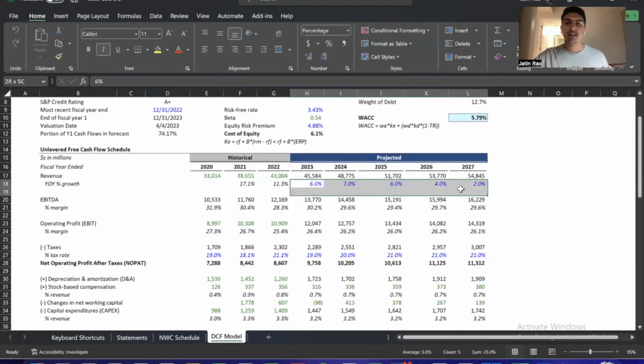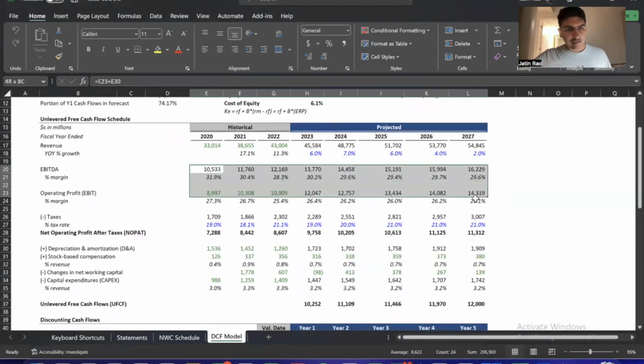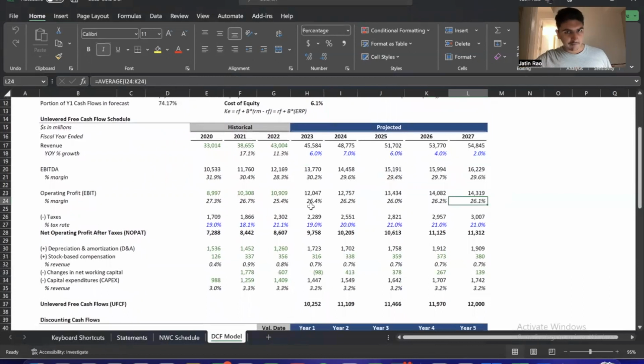We projected revenue growth numbers for our projection period, which is 5 years into the future, 2023 through 2027. And these are just guesses, really. Using these year over year revenue growth numbers, we were able to project revenue for that year. We were able to project EBITDA and EBIT, or operating profit, into the future. We did this also by relating them to revenue.